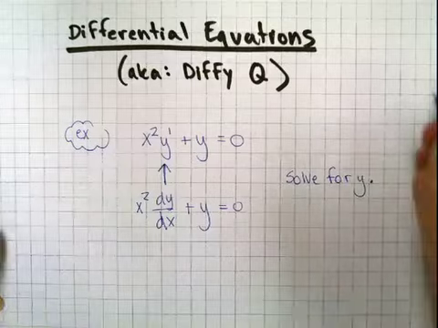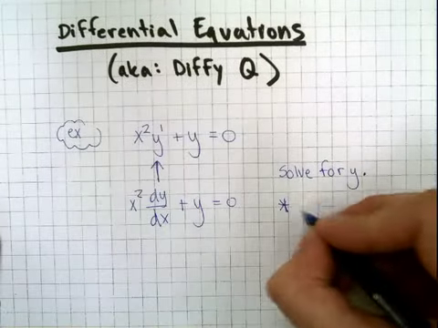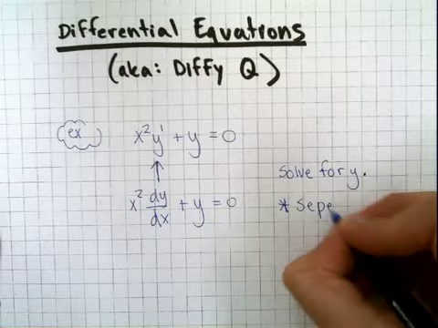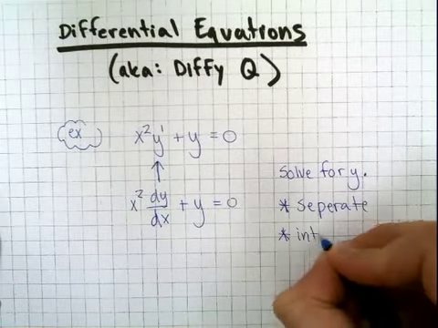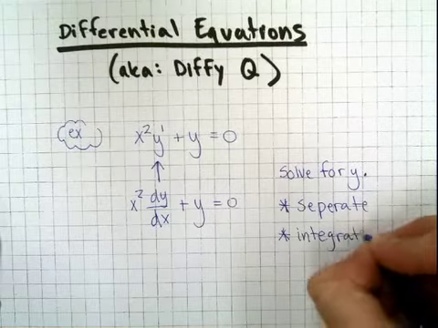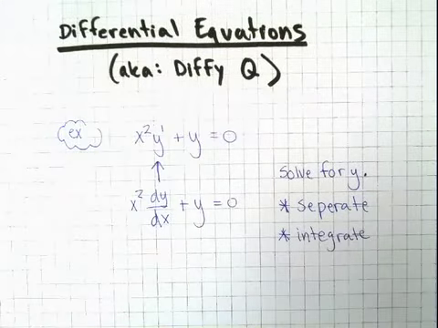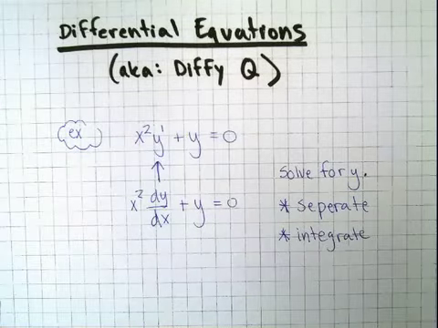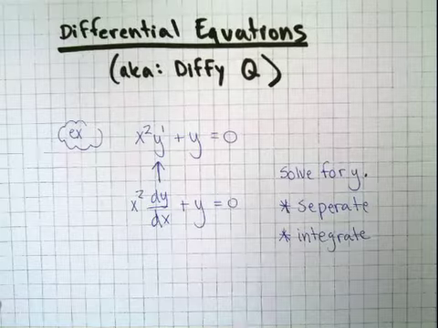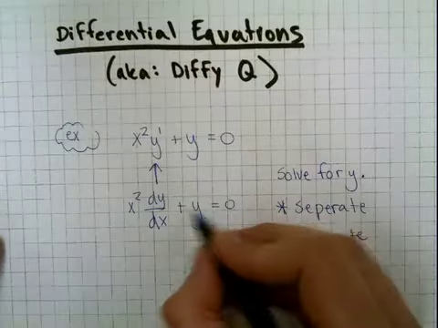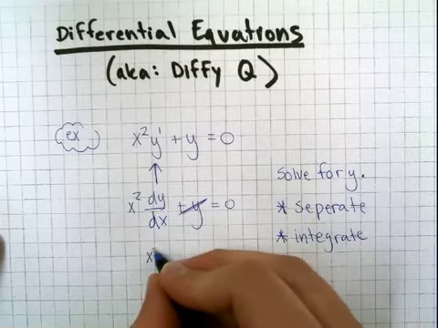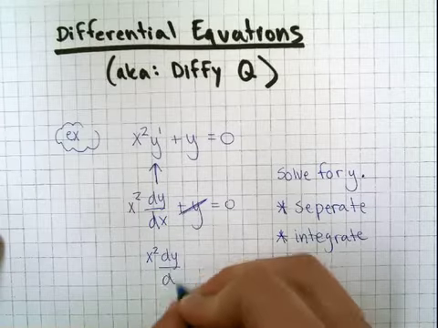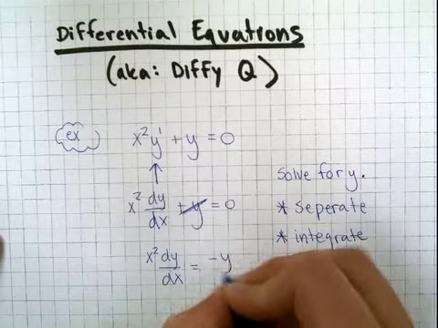So the general steps are this. We are going to separate this equation, and then we're going to integrate. So I'm going to write 2 stars here, separate and integrate. And that's our general steps to solving. You separate the variables. You get x's all on one side, y's all on the other side. Currently, we have this plus y that I'm going to subtract to the other side. I'm going to go x squared dy over dx equals negative y.